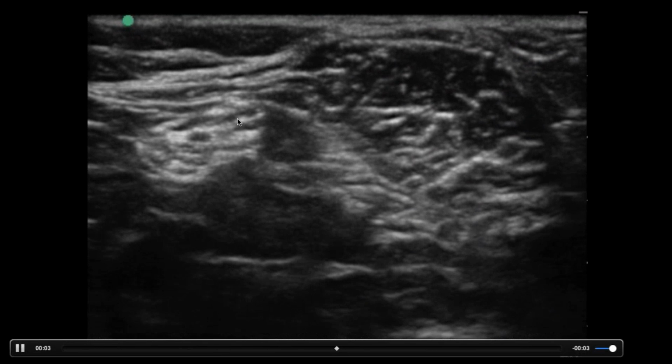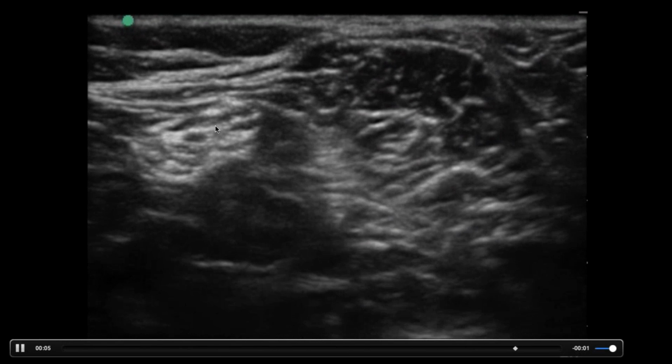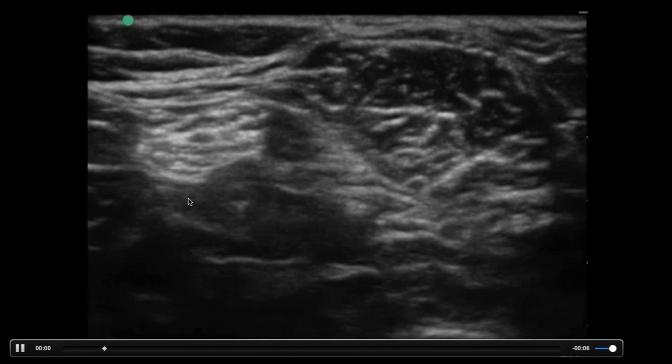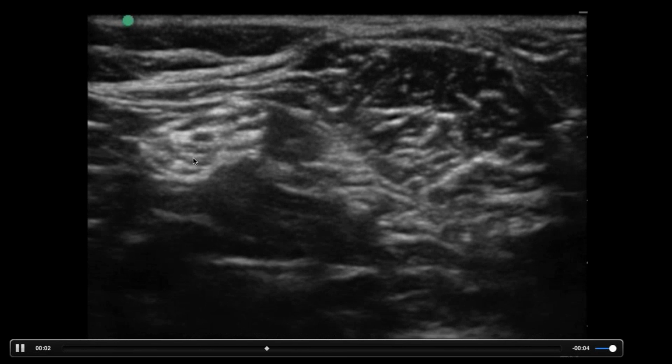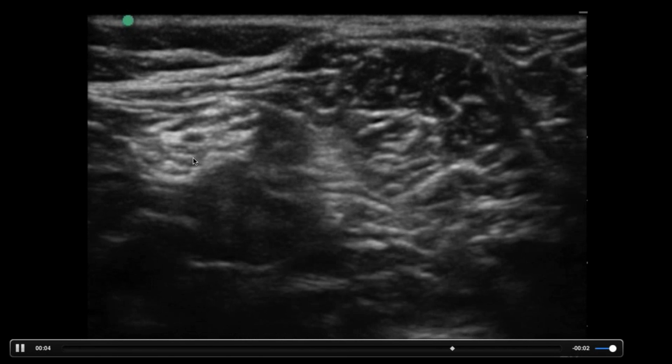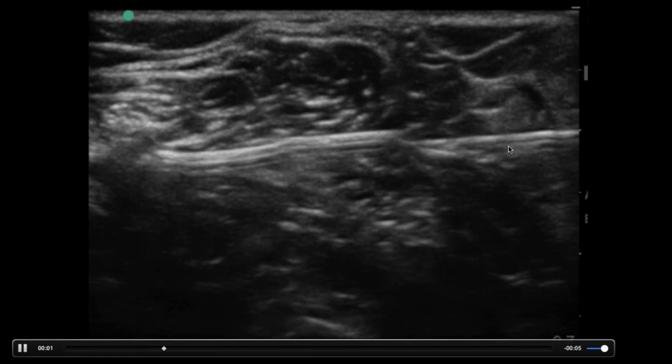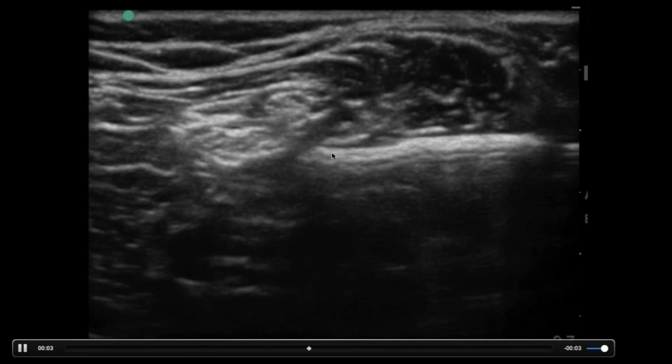So here you can see the sciatic nerve. I'm going to play that again. You can actually see the distal components, the tibial and the peroneal, meeting to join the sciatic here. It's a good demonstration of the appearance of that anatomy on ultrasound. And here you can see the bright white needle coming in, needle tip here.